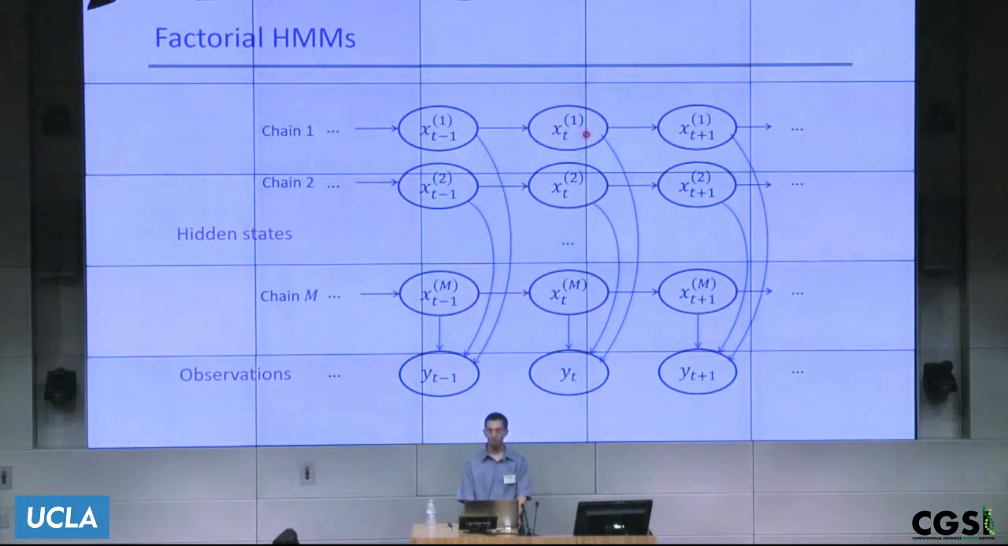So the state at chain 1 depends only on the state at the same chain at the previous time point, and same for the other ones. On the other hand, we can have one or more observations, but the observations depend on all the states. We cannot factor this, and this makes it complicated. The naive model's running time would be too high for useful applications.